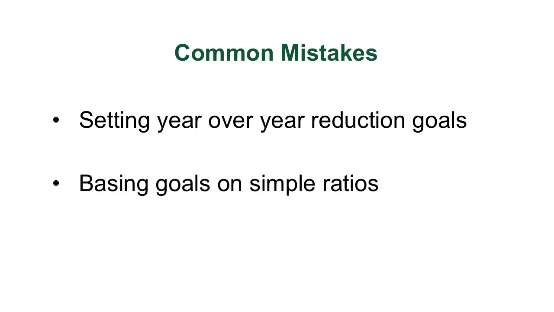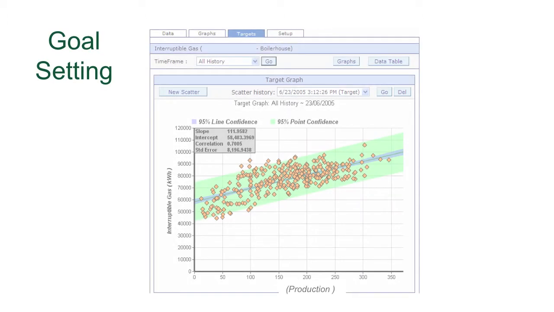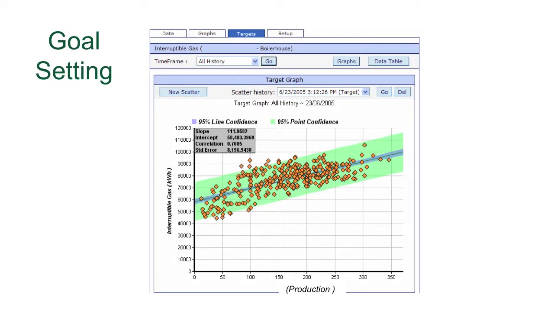Another common mistake is basing goals on simple ratios and also doing improper due diligence when setting those goals initially for the organization. When it comes to goal setting, you want to look at both your energy use in terms of total as well as your energy use per unit of production. Solution Dynamics is focused on manufacturing and industrial facilities, so production is a key metric when looking at energy use, or water use for that matter. Typically people will set goals either as just a total percent reduction or as a percent reduction per unit of production. That is a simple ratio goal, which is a common mistake.